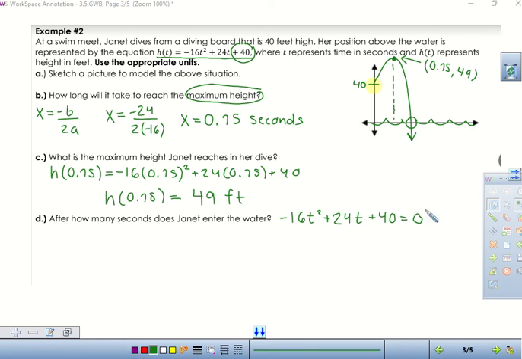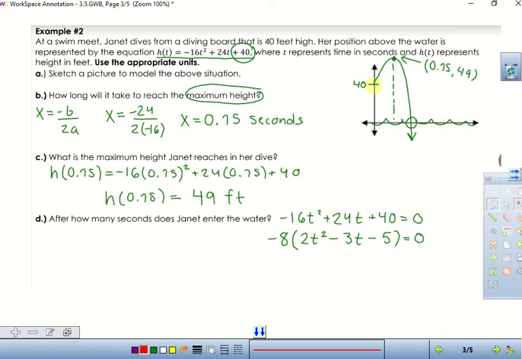Yeah, we can take out an 8. Good, we can take out an 8. Oh, okay, so we're going to take out a negative 8. Are you guys good? Yeah, we're good. We're going to take out a negative 8. That's going to give me 2t squared minus 3t minus 5. So I just took out a negative 8, which is a GCF.